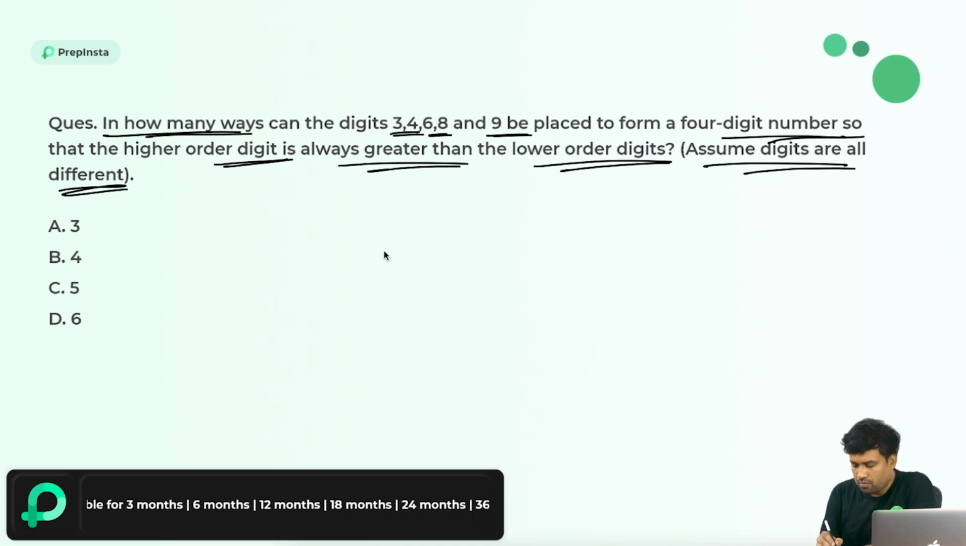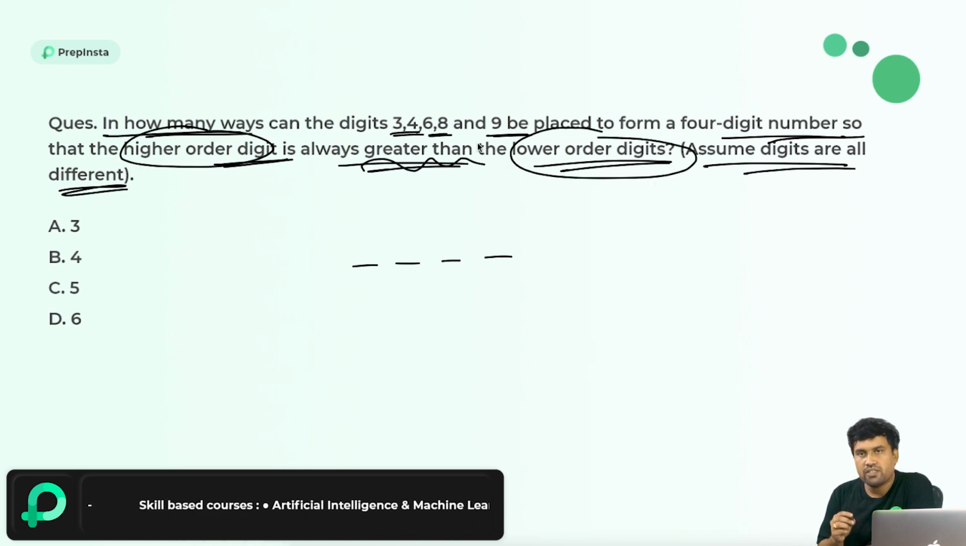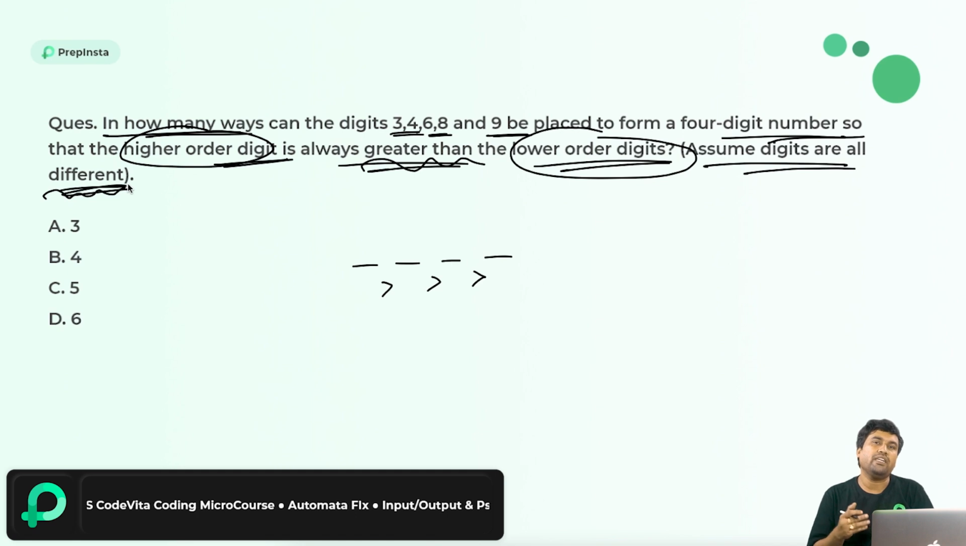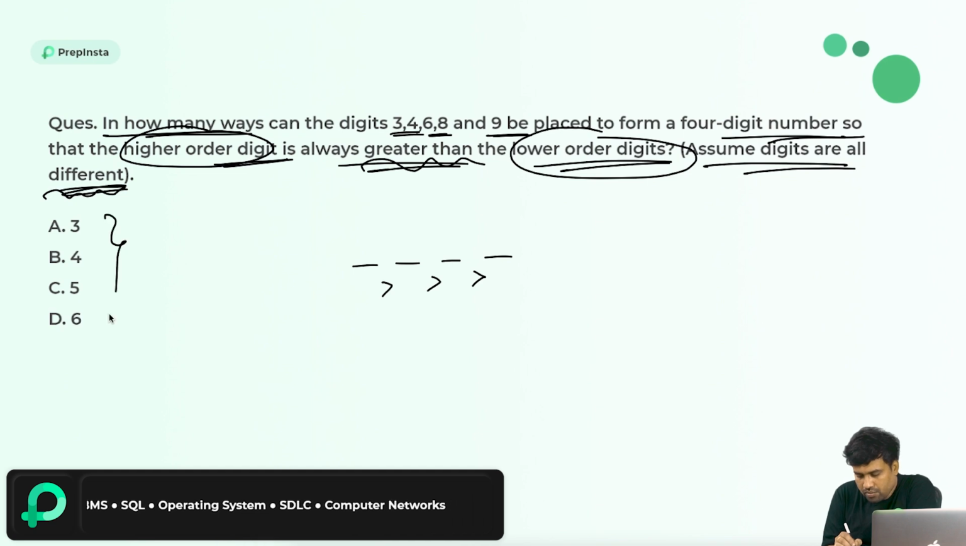Whenever you are doing this type of problems, we need to create a 4-digit number, and they are saying higher order digits are always greater than the lower order digits, which is nothing but the thousands position will be greater than the hundreds position, and the hundreds digit is greater than the tens digit, and the tens digit is greater than the unit digit. So this is what you have to consider. And assume digits all are different, which is nothing but you can't use repeated numbers, right? So this is all the conditions they have given. Whenever I look into the options, all are like 3, 4, 5, 6. So randomly they have given.